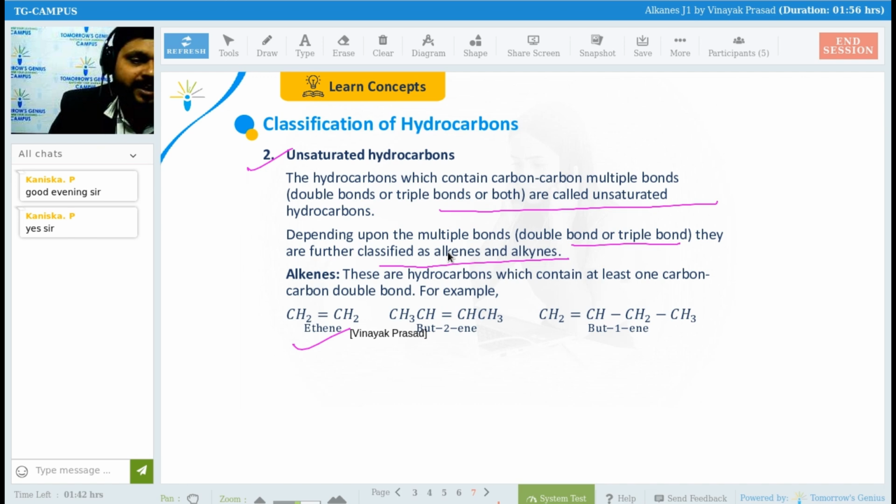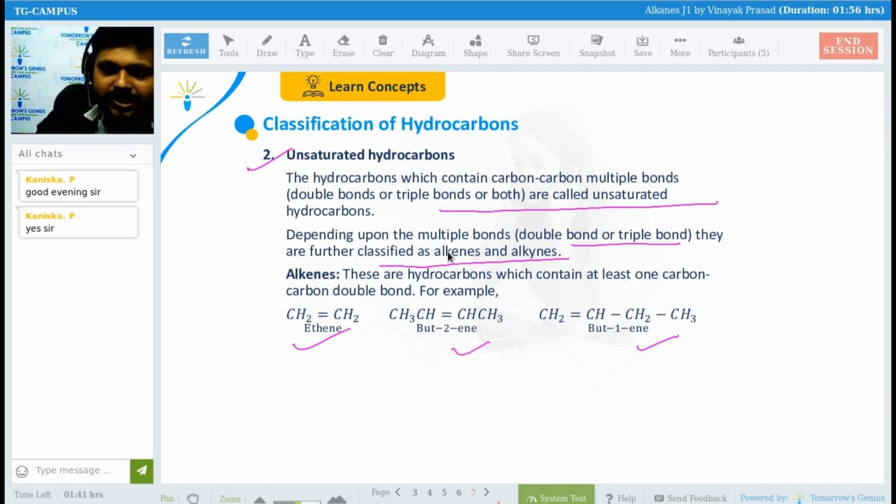So this is ethene, butene, but-1-ene. All these are alkenes only. Can anyone tell me, guys? We can make methane, right? From one carbon we can make methane. Is it possible to make methane? Netara, what do you say? Is it possible to make methane?